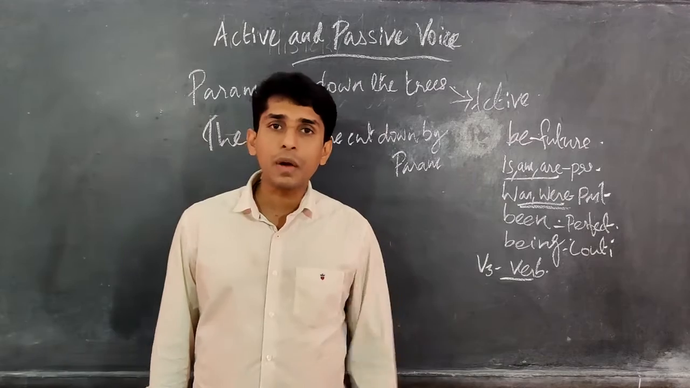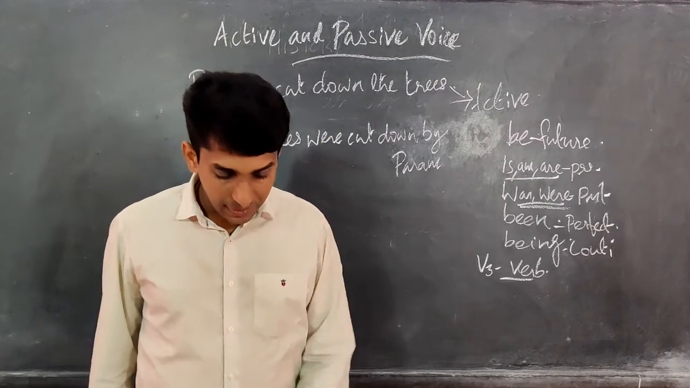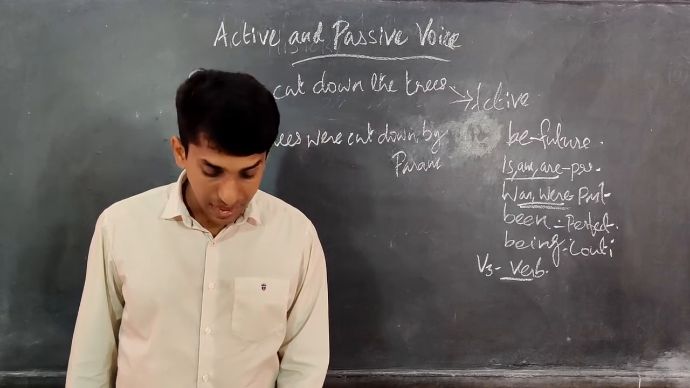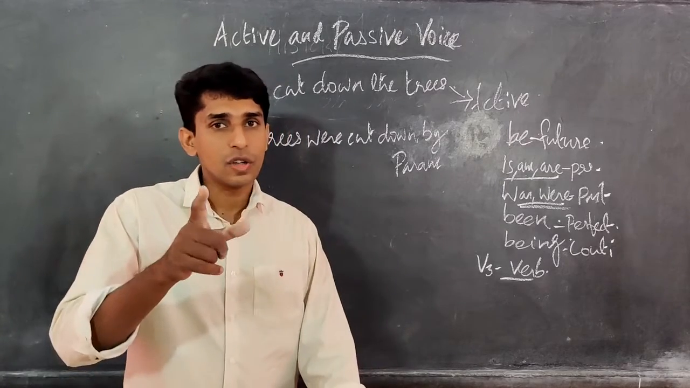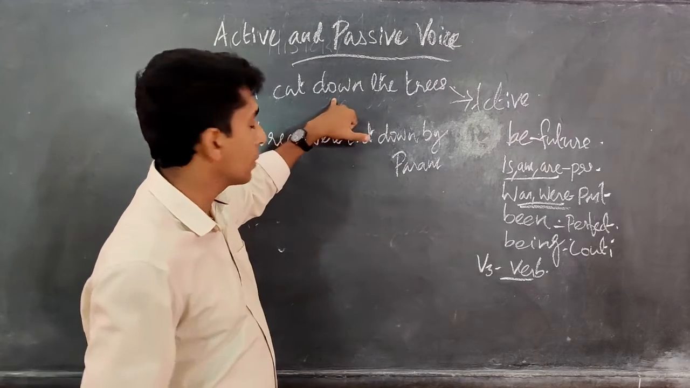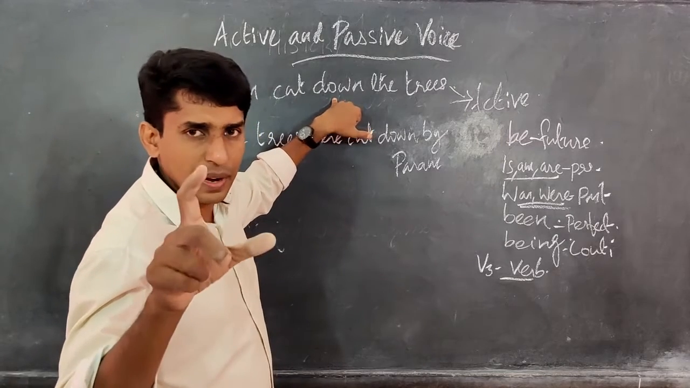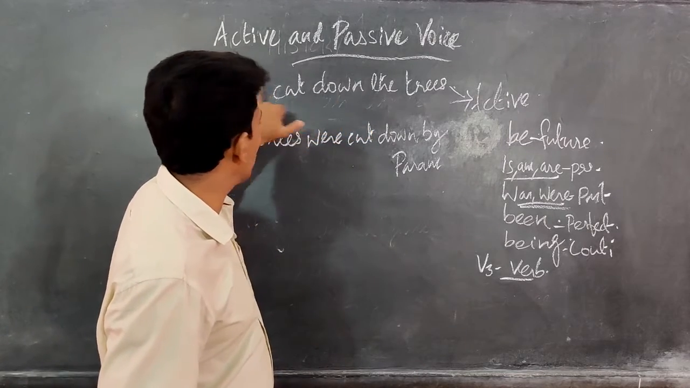See, Param cut down the trees is the one given sentence. In this sentence, the subject Param is doing the activity or the action. Such a sentence is called an active sentence. When the subject is doing the activity, it is called active. Very easily you can understand. Look at who is doing the activity.